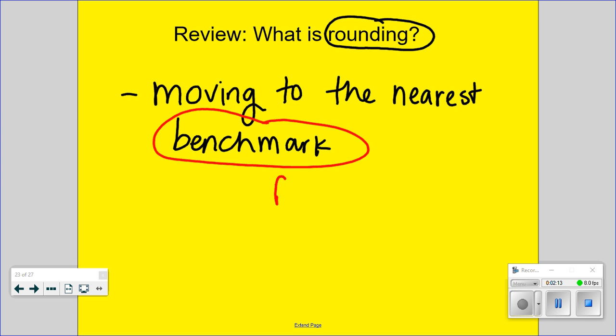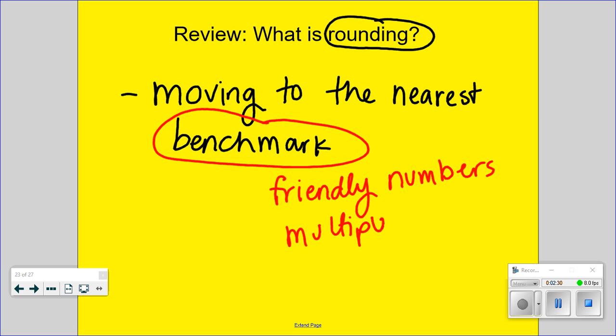These are what I call friendly numbers. Easy numbers. I like easy. Frankie, you like easy? I like easy. Me too. And these easy numbers are typically multiples of 10. What that means is, it's a number that I can get to when I skip count by 10. So for instance, the number 40 is a friendly number. It's an easy number for me to add with, to subtract with, and to get to.